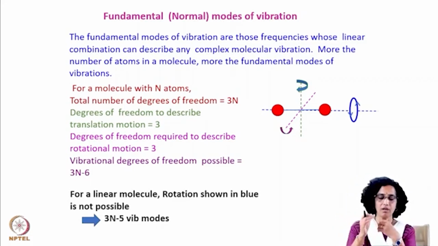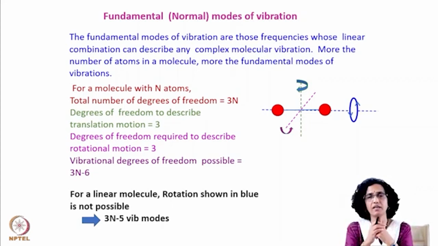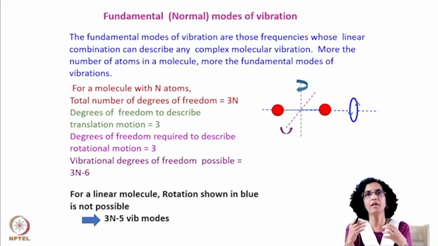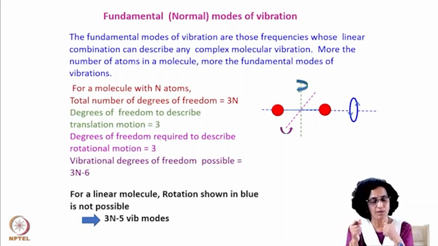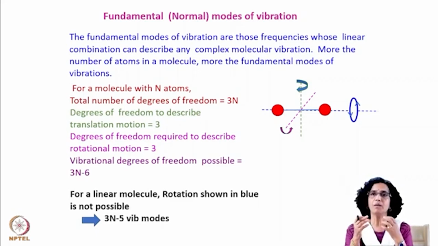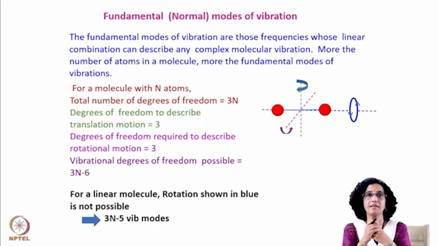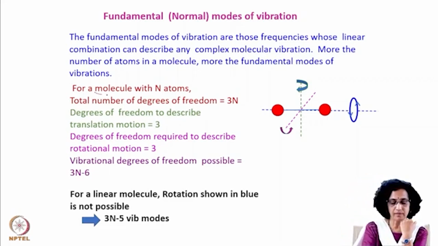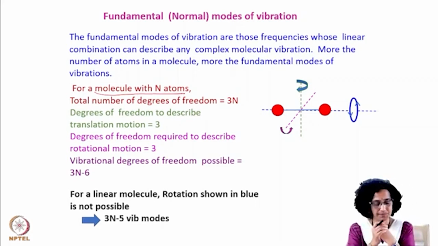So as we can imagine, the number of modes of vibration that are possible with increasing number of atoms will be much, much more diverse. More the number of atoms in a molecule, more will be the modes of vibration. So how do we know what are the number of modes of vibration that a molecule, say with n atoms, can have? So let us just consider a molecule with n number of atoms.